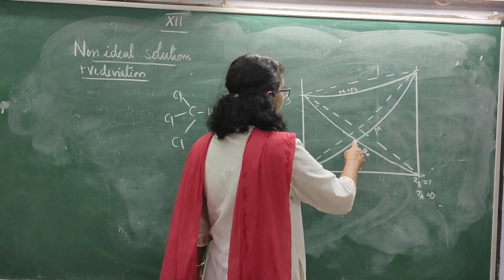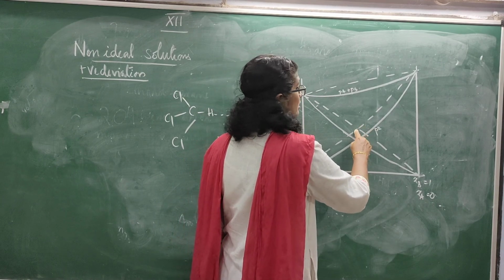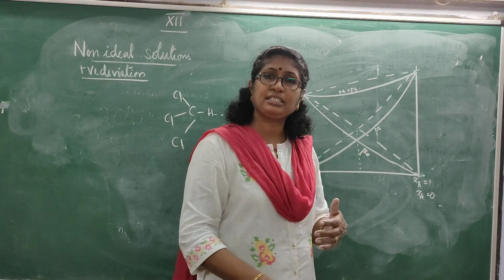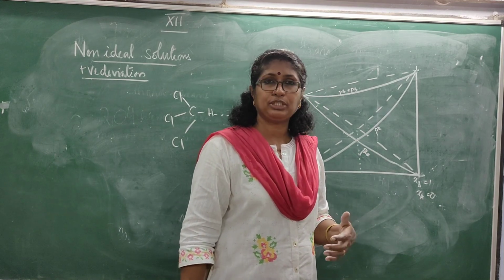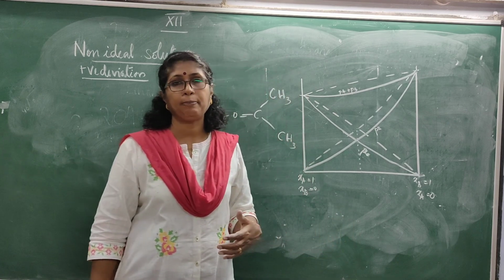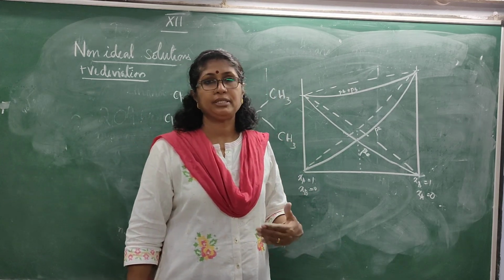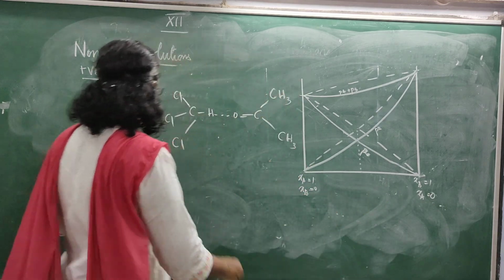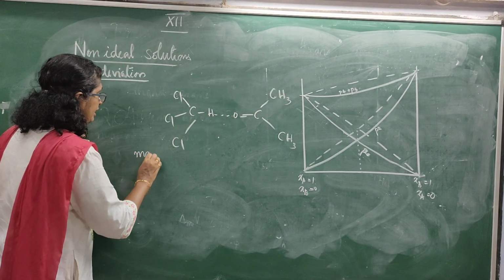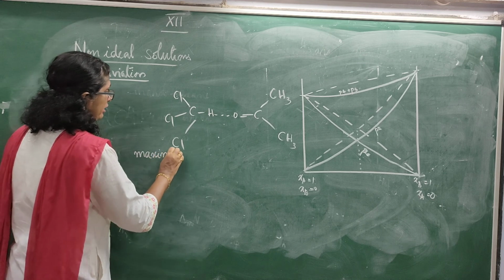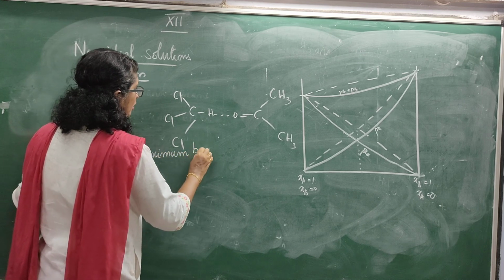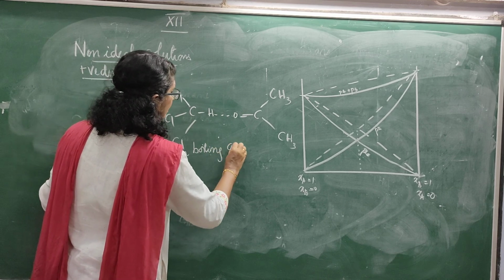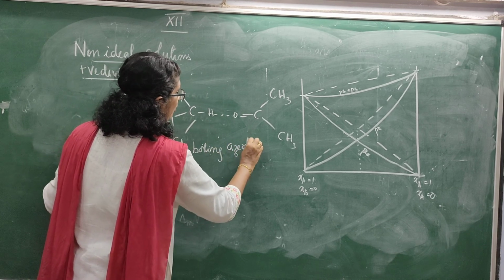Now this is what we expect for the vapor pressure, but only this much is there. That means the vapor pressure is lower than what we expect. Lower vapor pressure, so the boiling point will be higher. So this type of azeotrope is called a maximum boiling azeotrope. So two types of azeotropes are there, minimum boiling and maximum boiling.